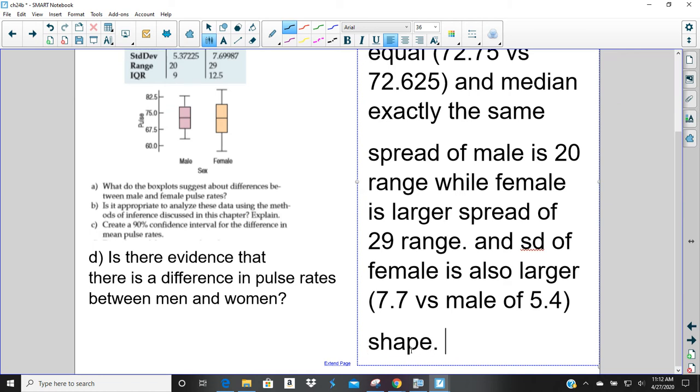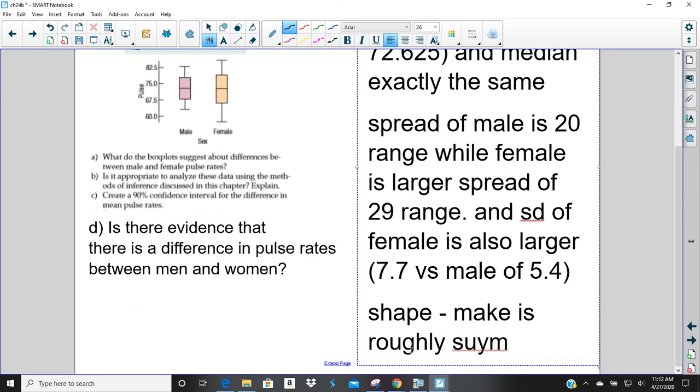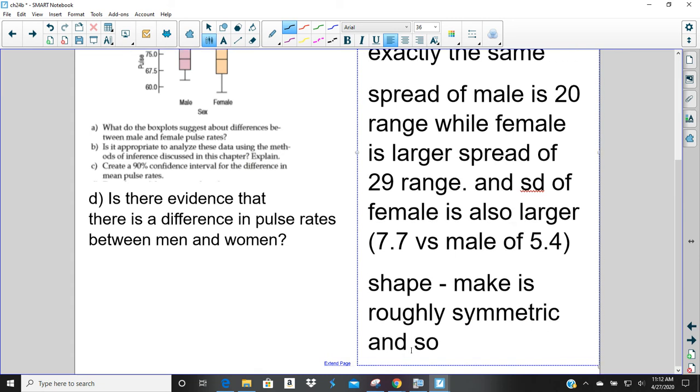The male is certainly roughly symmetric. And so is the female. That's kind of it. So I think we're good to go.